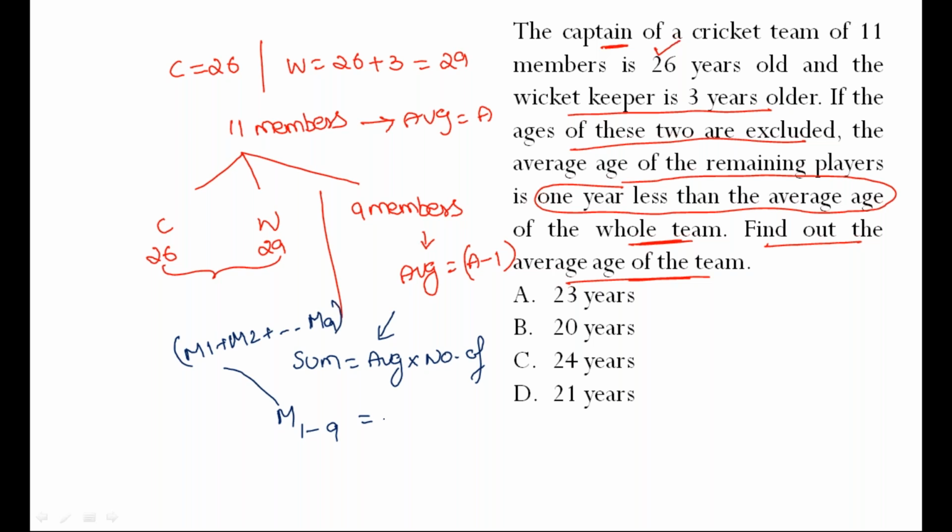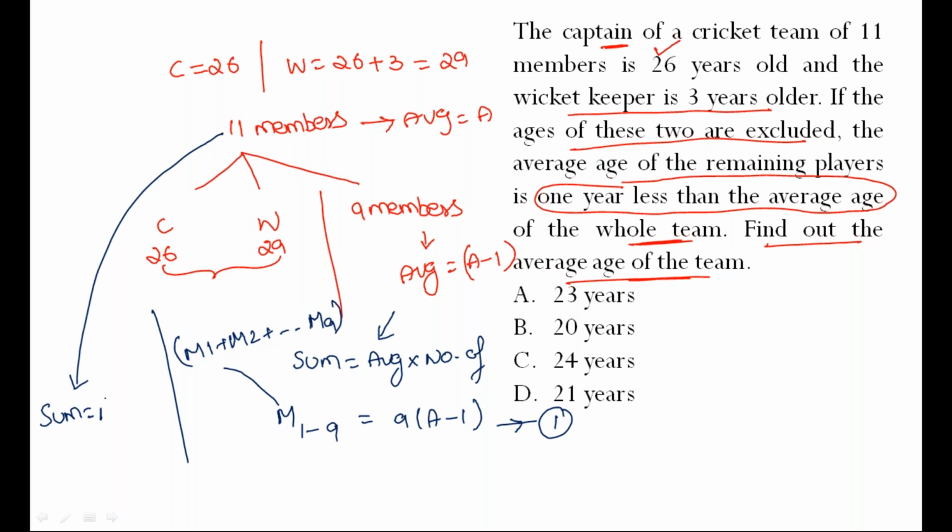M1 to 9 is equal to average is A minus 1. Number of people are 9. Keep in mind this as equation 1. Now, if you apply the same sum equal to average into number of here for the first one, sum equal to average into number of.